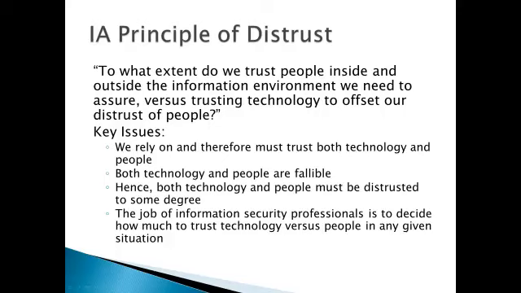The job of the information security professional is to try to decide how much trust to give technology versus people in any given situation. Can we rely on individuals in any circumstance to do the right thing? Or should we put in place controls that force individuals to do the right thing?